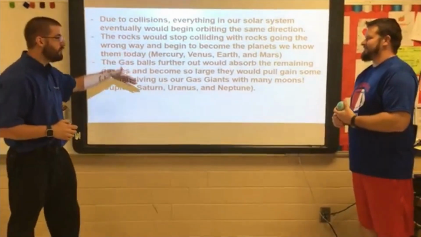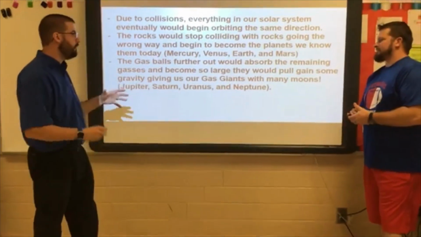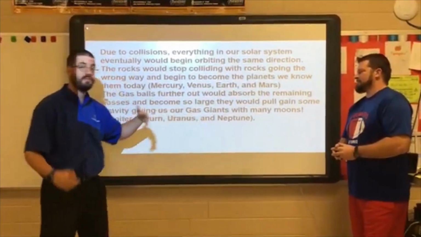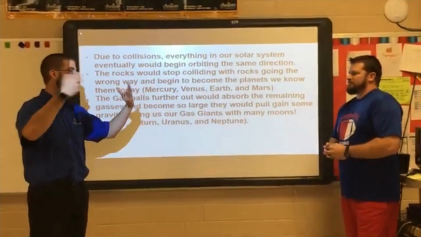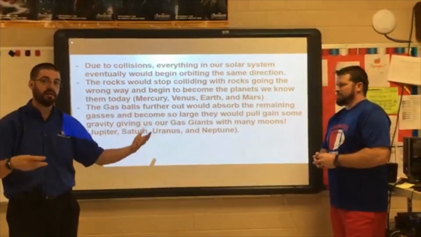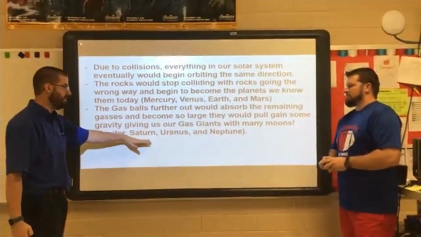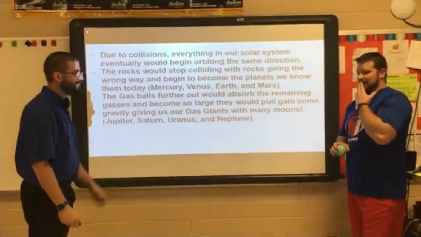The gas balls further out would absorb the remaining gases and become so large they would pull and gain some gravity, giving us our gas giants, which also have many moons. Because they had so much gravity, they would pull the remaining rocks, get a lot of moons, get some rings, which were moons that were colliding into each other. And that's Jupiter, Saturn, Uranus, and Neptune.